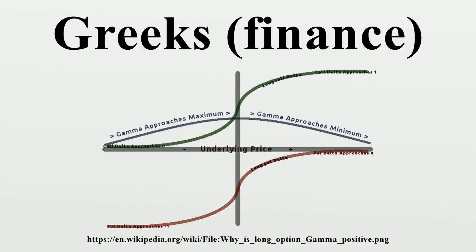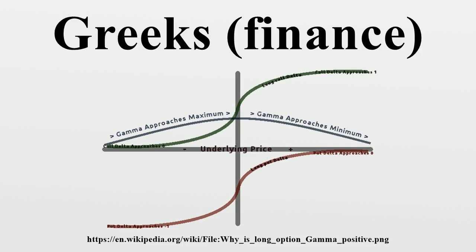Charm or delta decay measures the instantaneous rate of change of delta over the passage of time. Charm has also been called delta time. Charm can be an important Greek to monitor when delta hedging a position over a weekend. Charm is a second-order derivative of the option value, once to price and once to the passage of time. It is also then the derivative of theta with respect to the underlying's price.